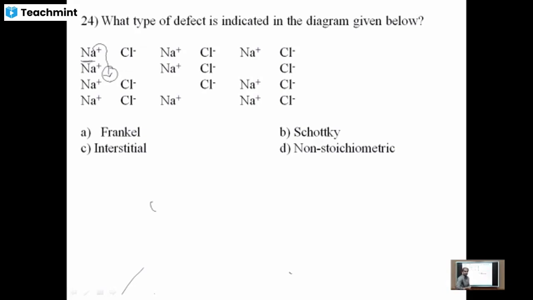What is a Schottky defect? Missing of an equal number of cations as well as anions, so that stoichiometry is retained. Stoichiometry should be retained, then it is called a Schottky defect. Interstitial defect is nothing but a Frenkel defect itself, where one ion moves from its regular lattice site to an interstitial site. Another name for Frenkel defect. Non-stoichiometric defect is a defect that leads to loss of stoichiometry. Unequal number of missing ions leads to non-stoichiometric defect.